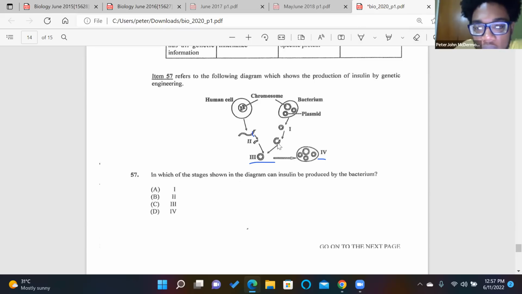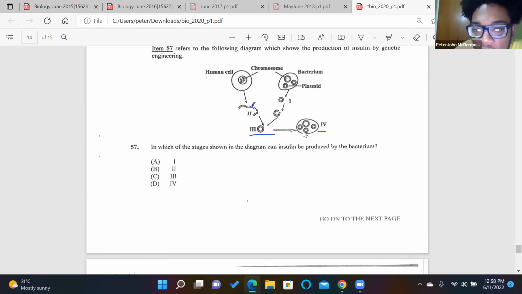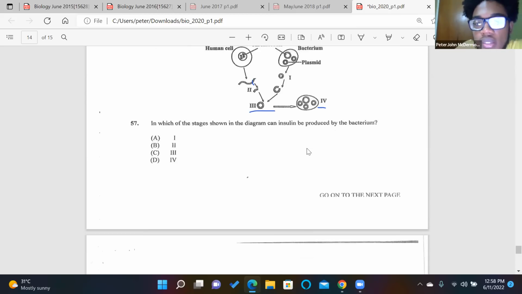This is the plasmid that's cut out. So at the end, when you finish combining the plasmid with the human gene, then you're putting it into the bacteria. So if this bacteria now has a gene to produce insulin, where would you say is a part that's producing insulin? 1, 2, 3, or 4? 4. Because this bacteria now has a gene that allows it to produce insulin. This bacteria didn't, but this bacteria does.